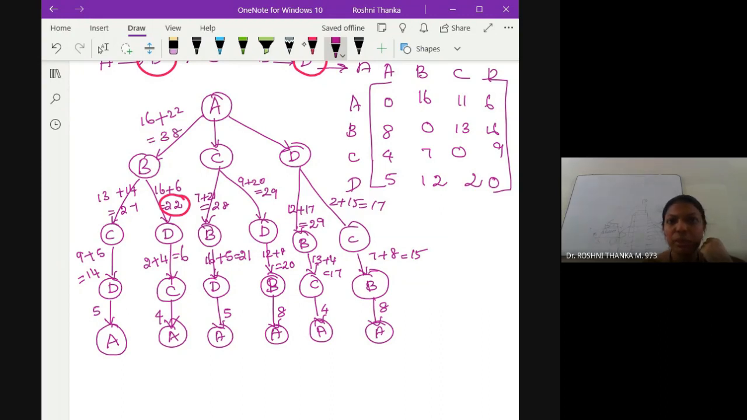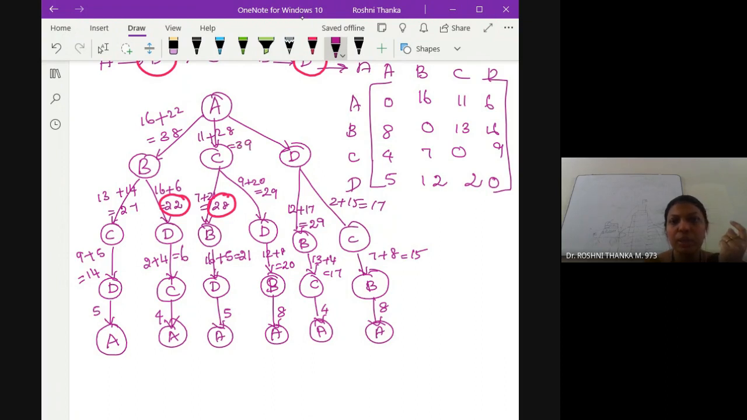Similarly, from A to C, the cost is 11. 11 plus, if you see here, I again have two ways to reach A. One cost is 28 and the other cost is 29. So here again we have to take the minimum, that is 28. So I have to say 11 plus 28 equals 39.